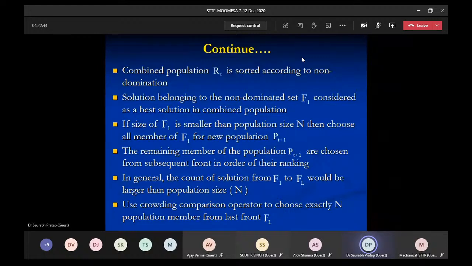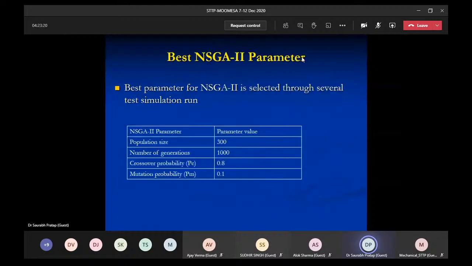Let us assume that if the size of F1 is smaller than the population size n, then choose all members of F1 for the new population, that will be Pt+1. The remaining members of the population are chosen from subsequent fronts in order of their ranking. So in the generalized form, the count of solutions from F1 to F2 would be larger than the population size n. And by using the crowding operator, we have to choose the last front, because we have to remove the worst solutions. And these are the parameters that I have considered in this problem.